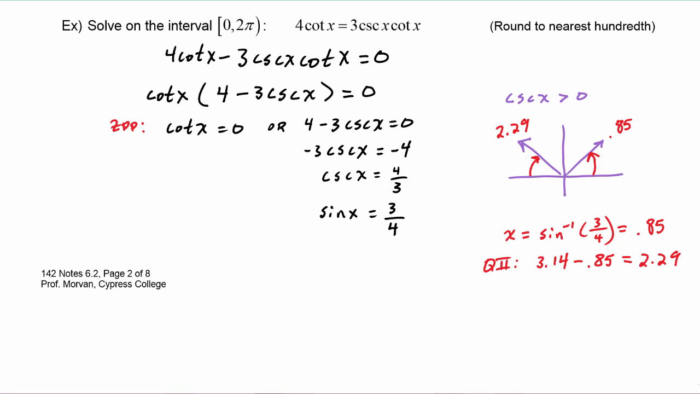Now you always want to make sure that your answers are making sense. If we look at the unit circle and think of the approximate angle values, we know this is 0. We know here at pi over 2, if we approximated that, it would be 1.57. Here at pi, we know that's 3.14. So the answers that we're getting are making sense with the quadrants that they have to belong in. So for this part of the equation, we are getting that x is equal to 0.85 or 2.29.